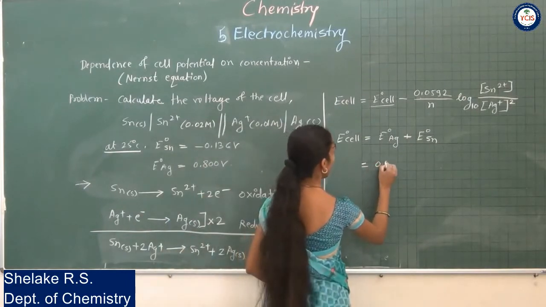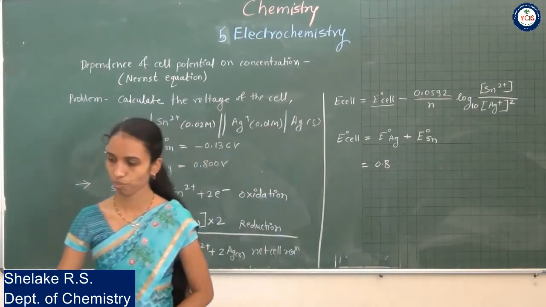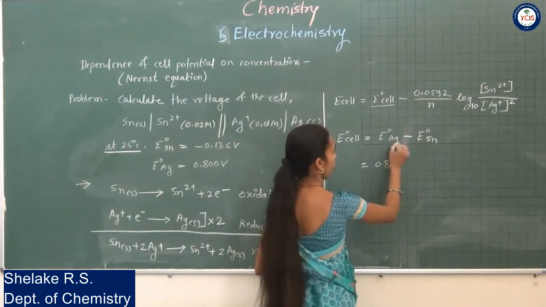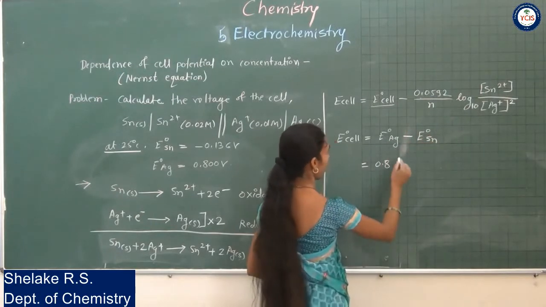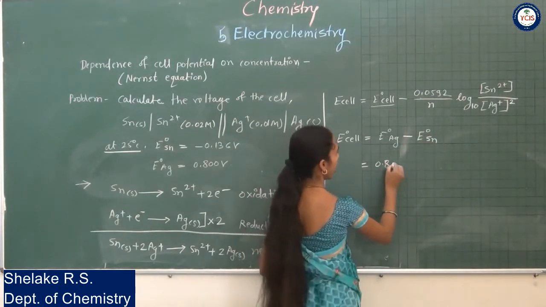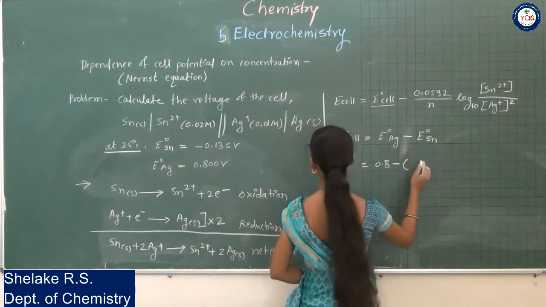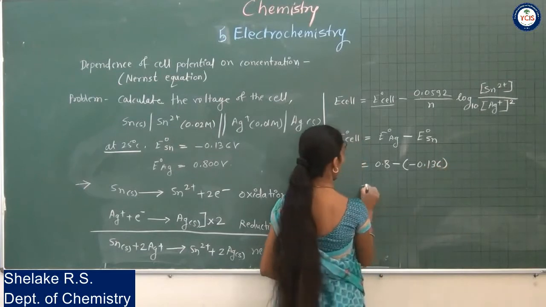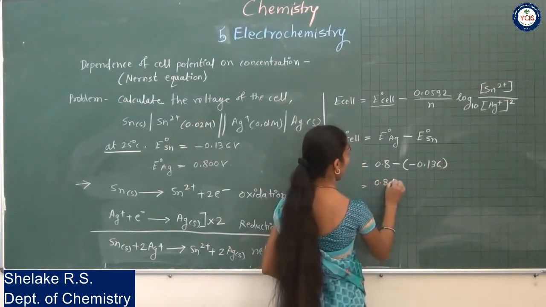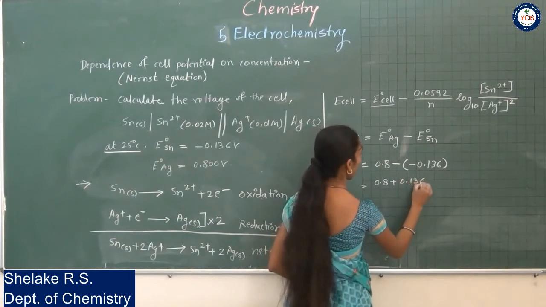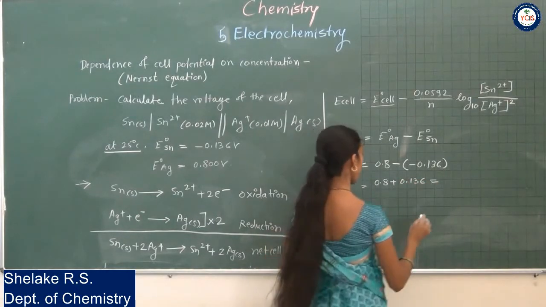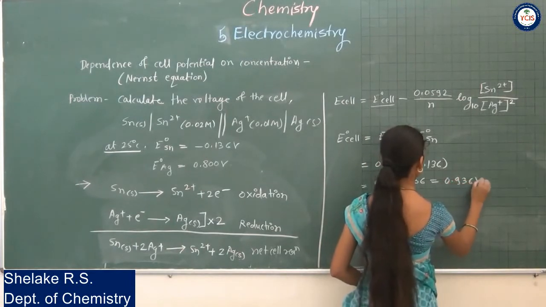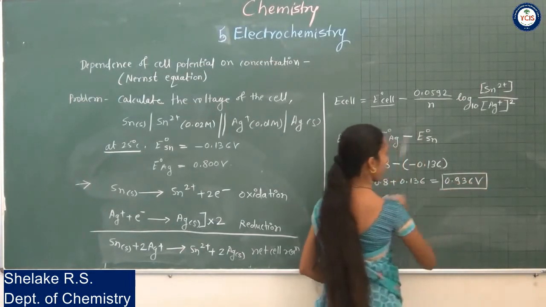So E0 Ag value is 0.8. So E0 here is a minus, E0 Ag minus E0 Sn. So 0.8 minus E0 Sn की वैल्यू कितनी है? Minus 0.136. So we will get 0.8 plus 0.136, which is equal to what? 0.934. That is the value of E0 cell.